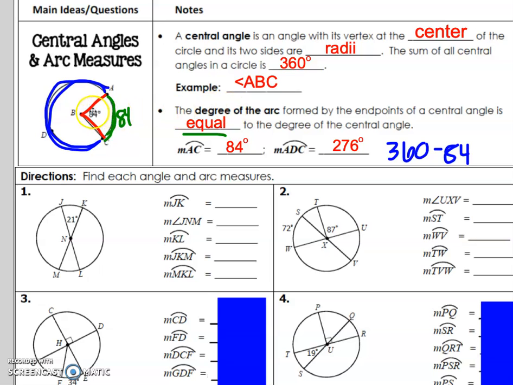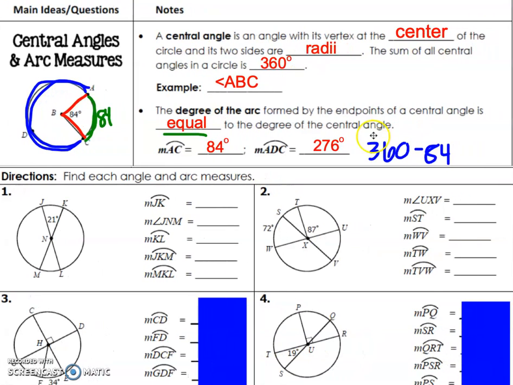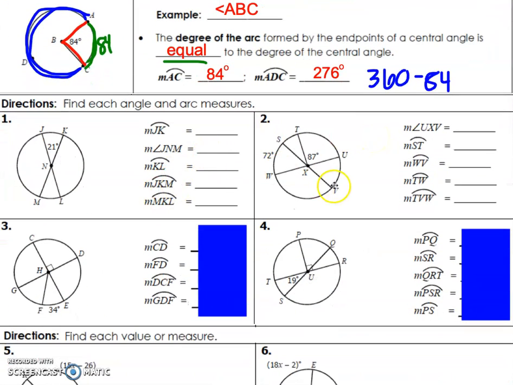So the biggest thing is the central angle and its arc measure are the same. And then use your knowledge of circles equaling 360 to figure out remaining pieces. So let's take a look at some examples. I'm going to do number 1 and 2, and then leave you guys to try 3 and 4.